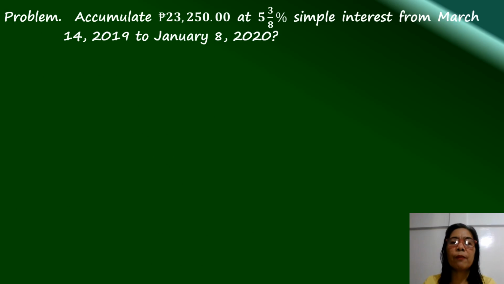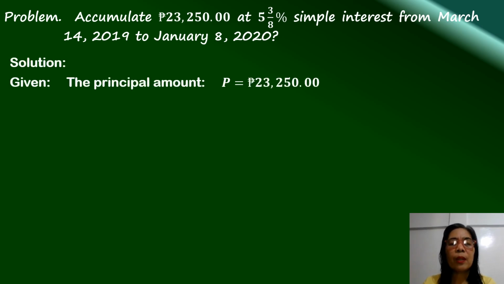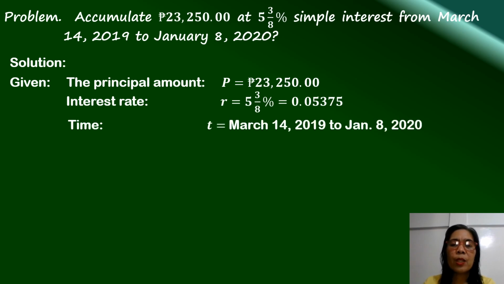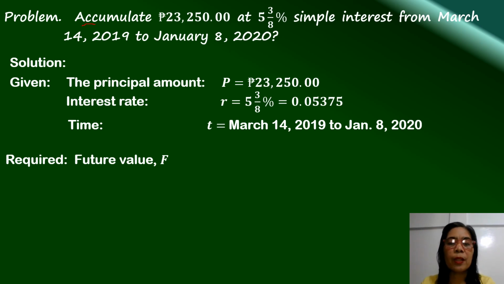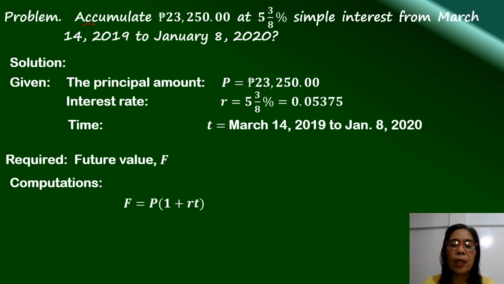Let us solve the problem. Accumulate 23,250 pesos at 5.38% simple interest from March 14, 2019 to January 8, 2020. So we start our solution. The principal amount is 23,250. The interest rate is 5.38% or 0.05375. The time is given from March 14, 2019 to January 8, 2020. And from the term accumulate in here, that means we're going to find for the future value F. And we know the formula for F. The future value is equal to the principal amount times 1 plus the rate of interest times the time. So from the given, we know the value of P, we know the value of R.